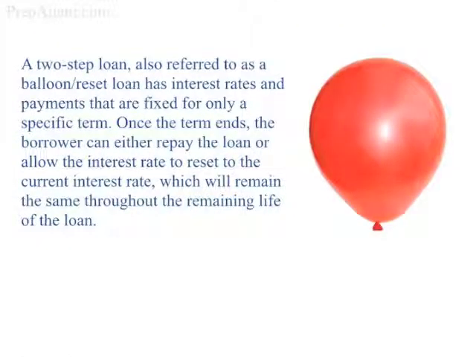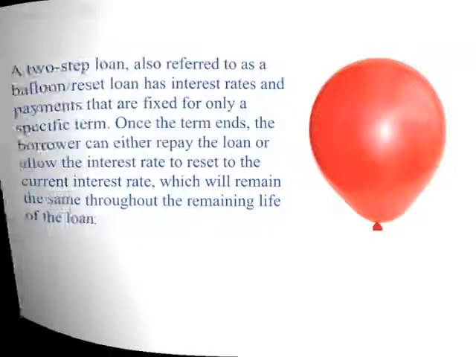A two-step loan, also referred to as a balloon reset loan, has interest rates and payments that are fixed for only a specific term. Once the term ends, the borrower can either repay the loan or allow the interest rate to reset to the current interest rate, which will remain the same throughout the remaining life of the loan.